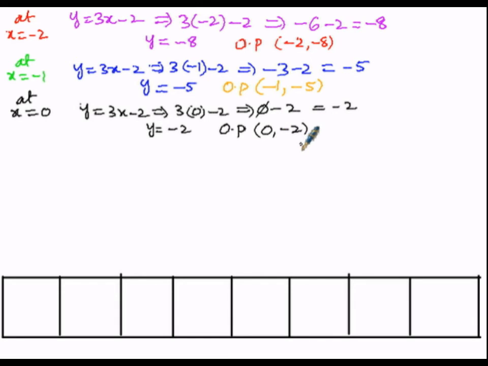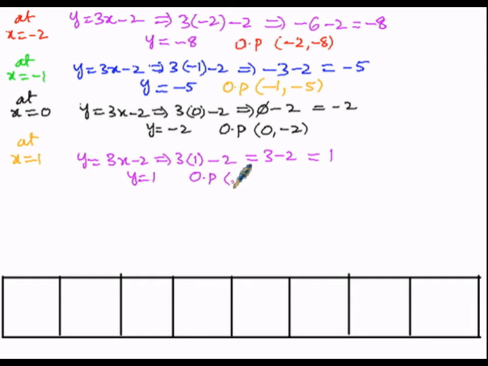Then the next ordered pair will be at x equals 1. At x equals 1, y equals 3x minus 2. That implies 3 into x value of 1, minus 2 written as it is. 3 into 1 is 3, then minus 2 written as it is, but 3 minus 2 is 1. So we got y equals 1, and the ordered pair is x value of 1 and the y value also 1.